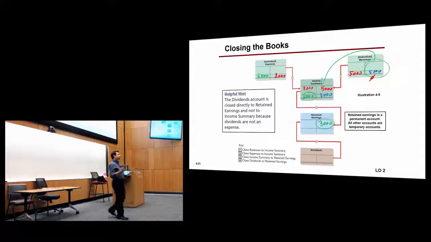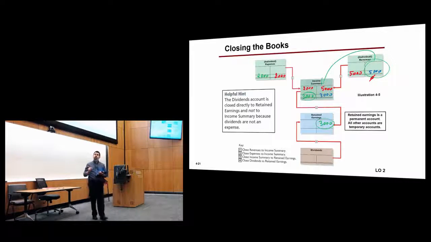So the idea here is that debits must always equal credits. If you debited an account, you must credit another account. This is why we don't talk about increase and decrease. We talk about debits and credits. So if we debited 3,000, you have to credit another account 3,000.